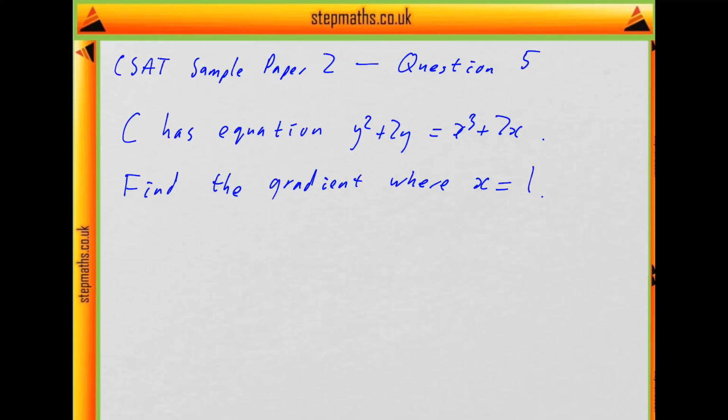This is question 5 from the second CSAT sample paper. Here we're given a curve C with equation y squared plus 2y equals x cubed plus 7x, and we're simply asked to find the gradient at all the points where x equals 1. So if you want to have a go at this question yourself, pause the video now.